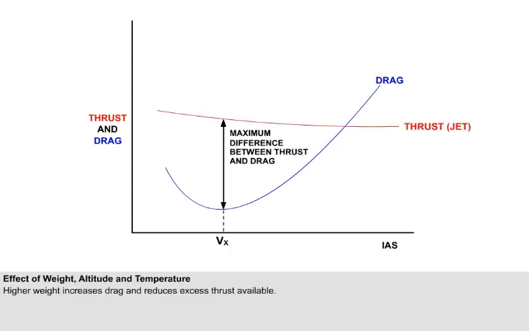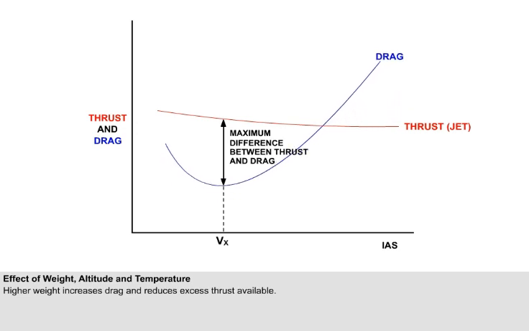The drag produced by an aircraft at a given IAS is not affected by altitude or temperature, but higher weights will increase drag, thus reducing the excess thrust available. Climb angle will therefore decrease with increasing weight.